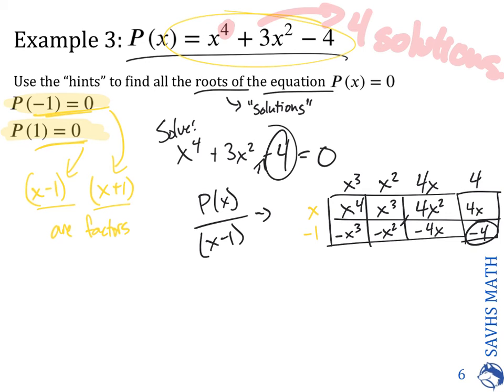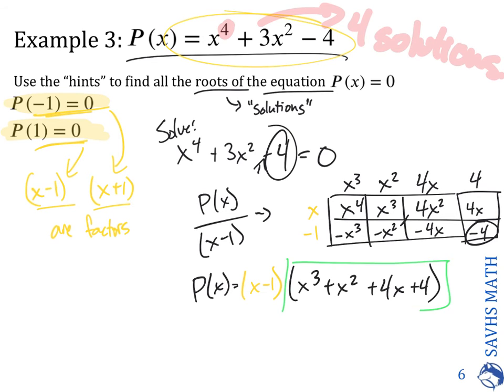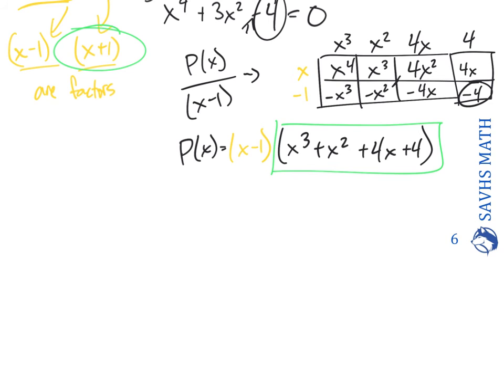Then I'm going to rewrite p of x. So I have x minus 1, and then I have x cubed plus x squared plus 4x plus 4. Then I'm going to take this part and divide that by x plus 1, because I haven't used that one yet. So let's do that.